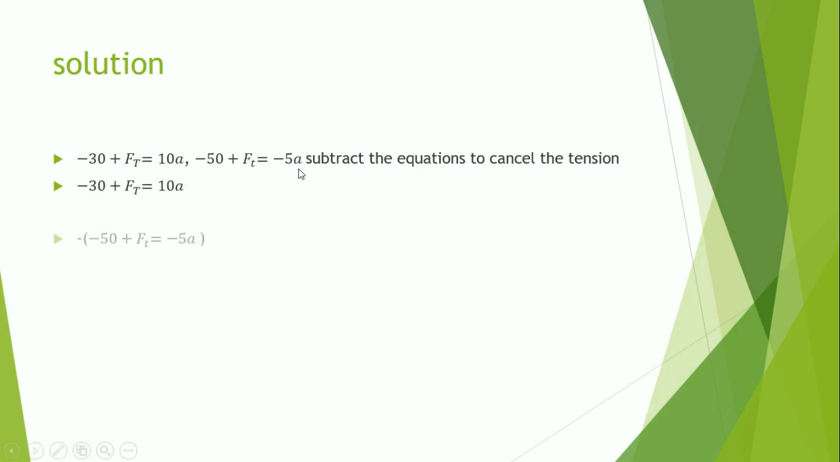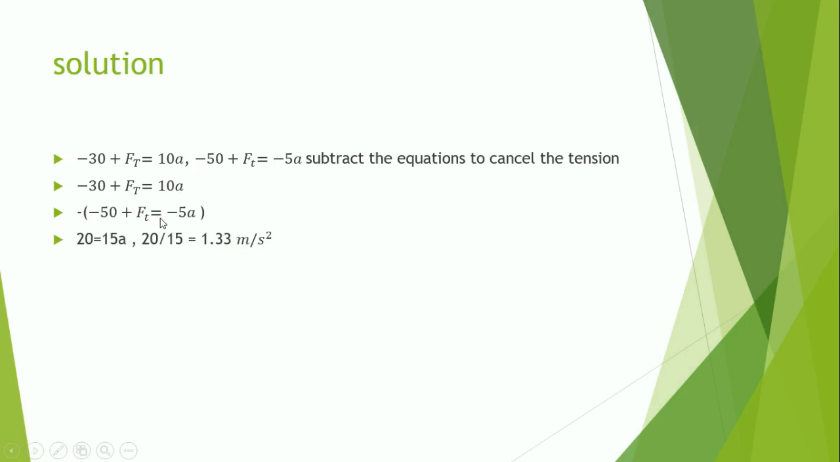So we have the two equations, and I subtracted this from the top one, and I just drew them on top of each other so it's easy to visualize. If we subtract negative 50 from negative 30, we're basically adding 50, so negative 30 plus 50 equals 20. Tensions cancel out because they're both positive, and I subtracted the second one from the top.